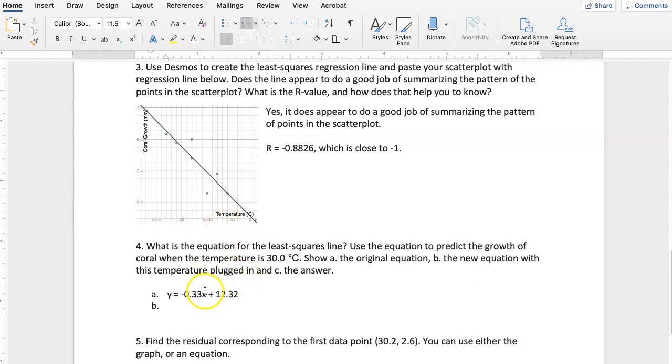All right, so now remember, which is X and which is Y. X is the temperature, and they're giving us the temperature and asking us what the coral growth would be. So Y is going to be negative 0.33 times 30.0 plus 12.32.